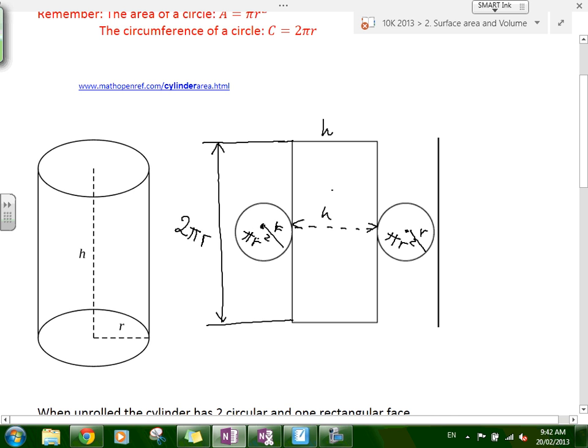And then what's the area of this rectangle? How do you find the area of a rectangle? Length times breadth. So one length is 2 pi r, the other one's h. So the area of this rectangle is actually 2 pi r h, because you've multiplied the height by the length, which is the circumference. And so those are the areas that we need.